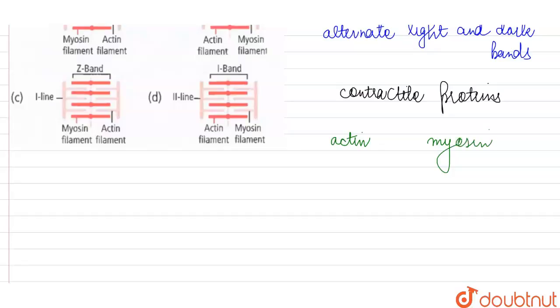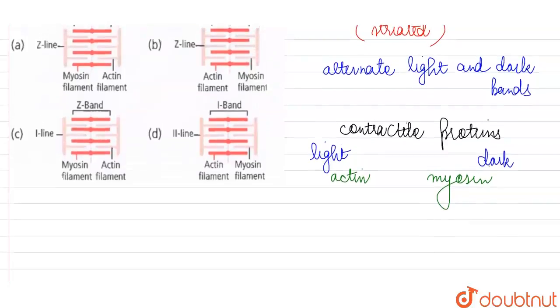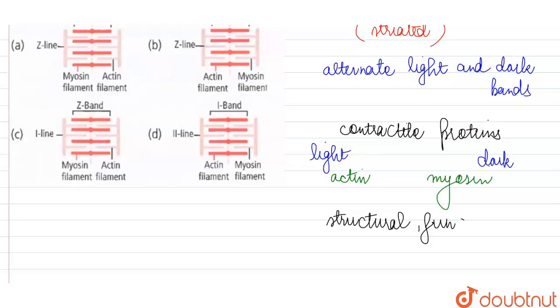So the reason the muscles appear striated is that the actin filament is light in color, whereas the myosin protein is much darker. So what we see in a sarcomere is a structural and functional unit of contractile activity in our skeletal muscle. So what are we going to see?